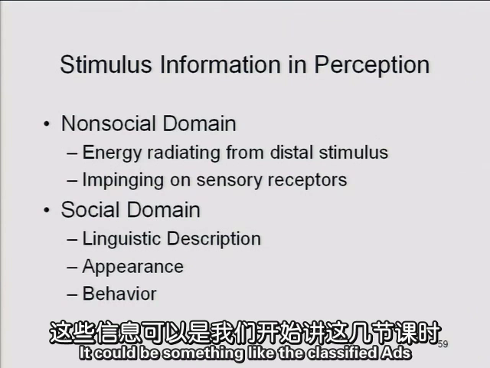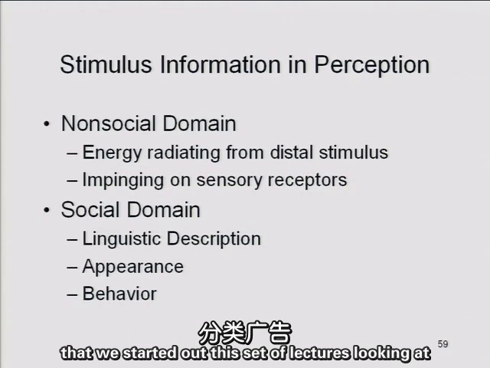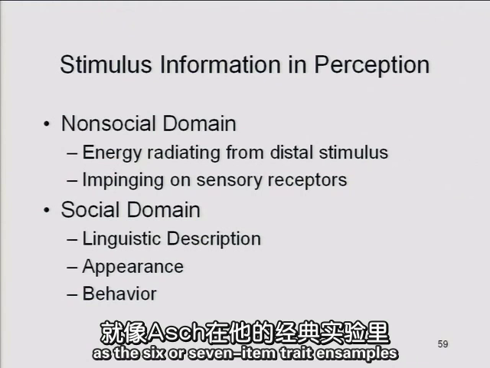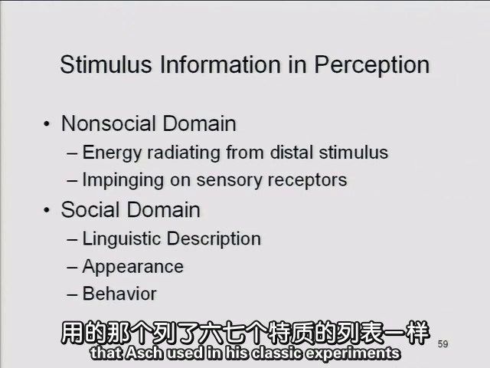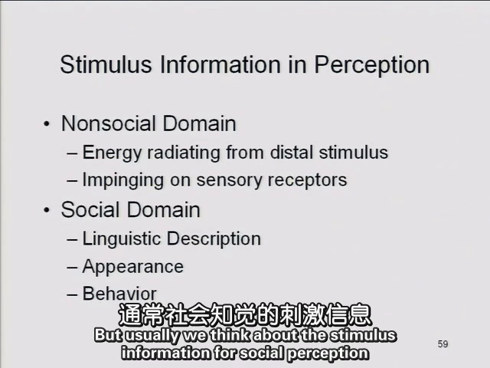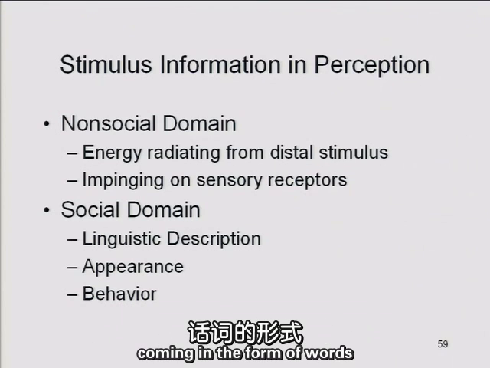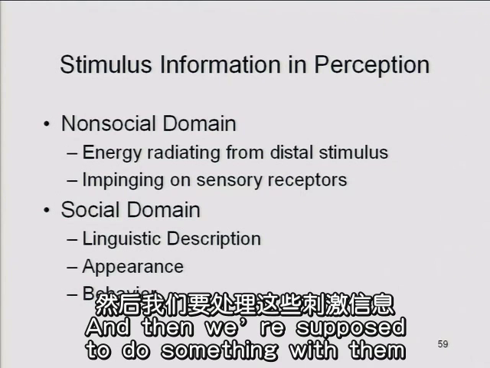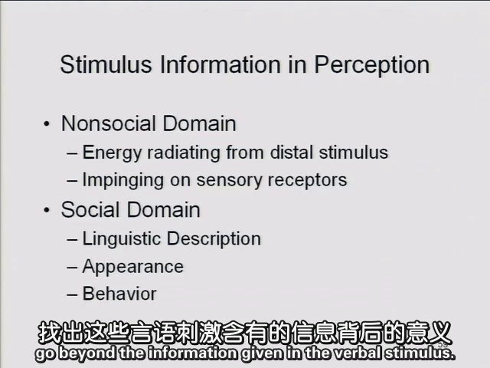It could be something like the classified ads from the New York Review of Books that we started out this set of lectures looking at, or it could be something as straightforward as the 6 or 7 item trait ensembles that Asch used in his classic experiments. But usually we think about the stimulus information for social perception coming in the form of language, verbal descriptions of what people are like, and then we're supposed to do something with them, go beyond the information given in the verbal stimulus.